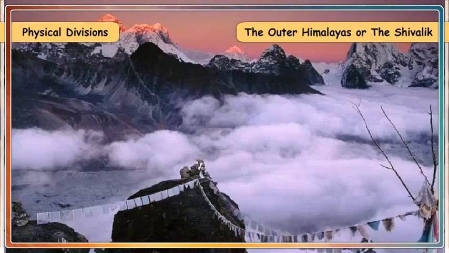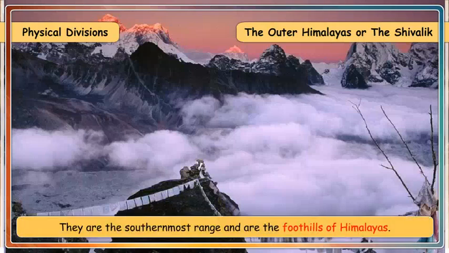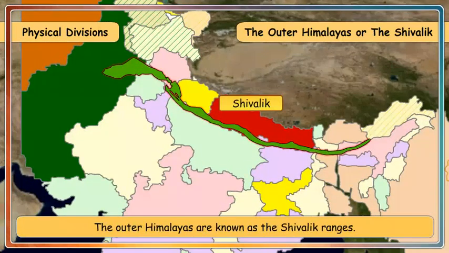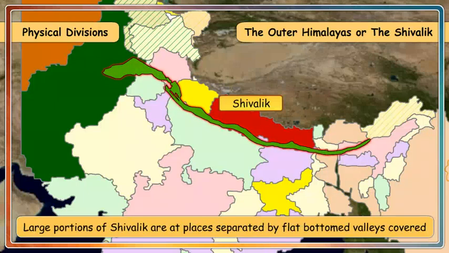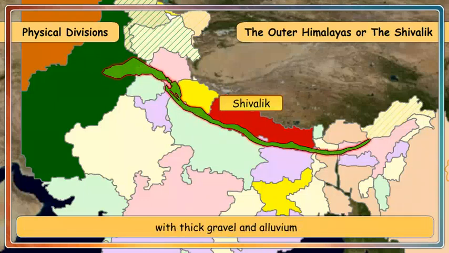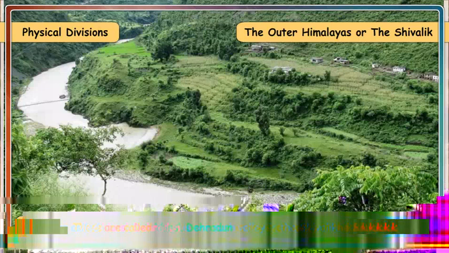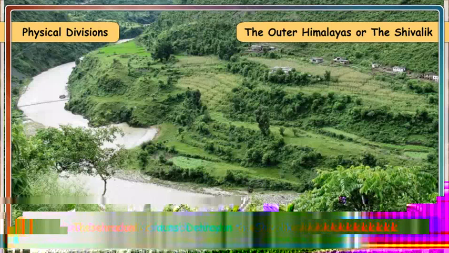The Outer Himalayas or the Shivalik. They are the southernmost range and are the foothills of the Himalayas. The elevation in this range is low compared to the other 2 ranges. The outer Himalayas are also known as the Shivalik ranges. These ranges are the youngest of the Himalayan family. Large portions of Shivalik are at places separated by flat-bottomed valleys covered with thick gravel and alluvium. These are called dunes. Dehradun is one such valley in the Shivalik.